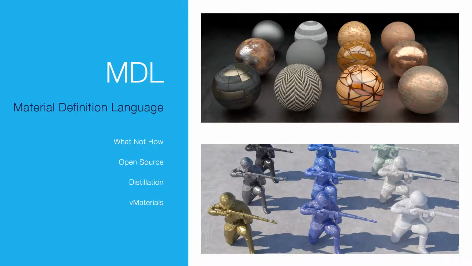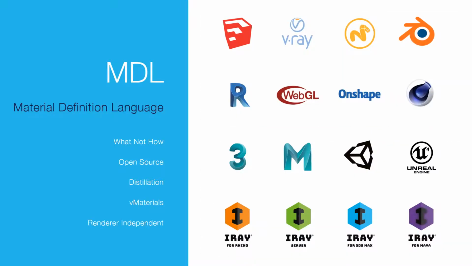There's also a vMaterials library, V for verified, which is provided by NVIDIA with over 2,000 materials that you can use in your applications. Being renderer independent is a great advantage with MDL because it allows you to build large data repositories where you don't have lock-in to a particular rendering technology or other piece of tooling. As you'll see in a minute, it's also not just for rendering. We can use it for some other use cases.